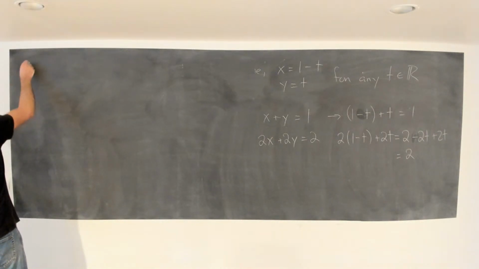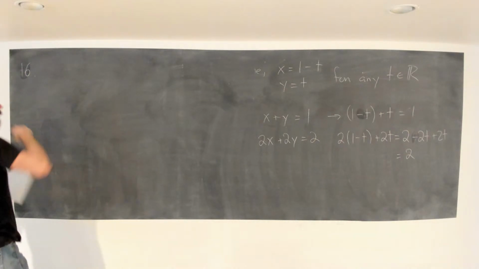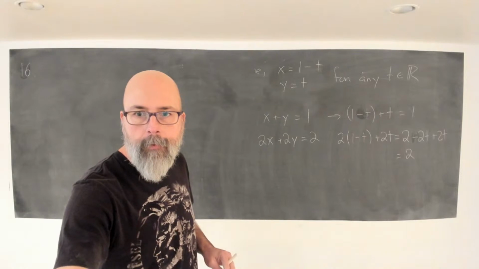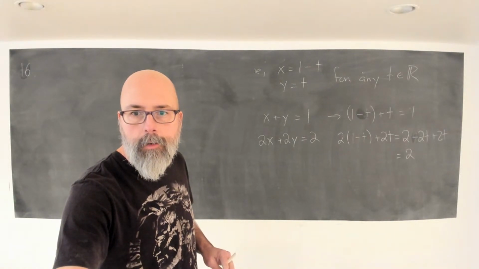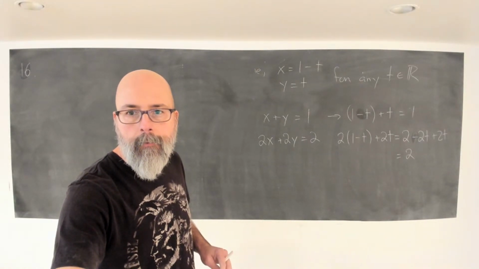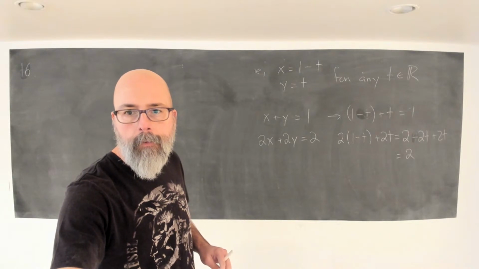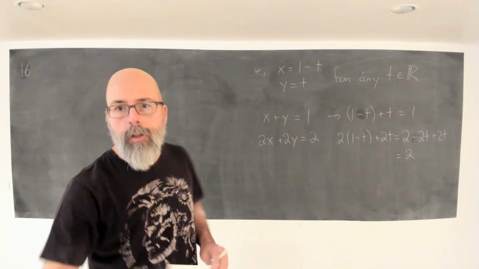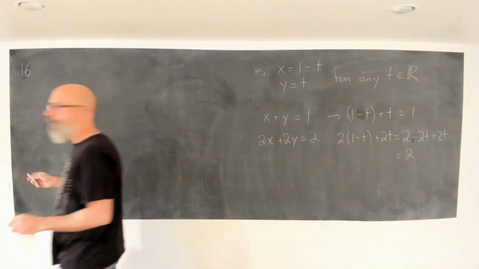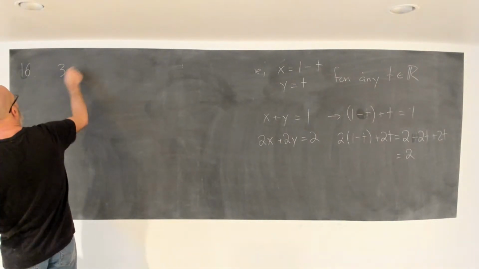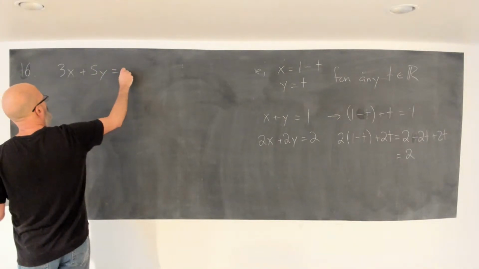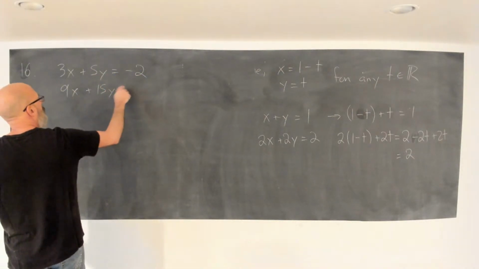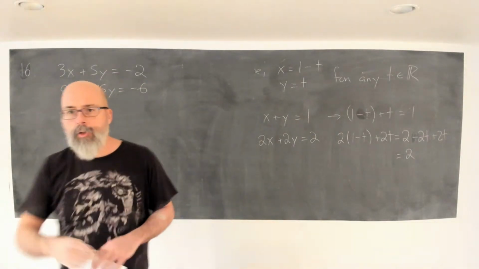So let's go back to 16. I forget what 16 was. Somebody let me scroll back up here. We had it. 16. 3x plus 5y was minus 2, and then we had 9x plus 15y was minus 6. Let's go back to this.